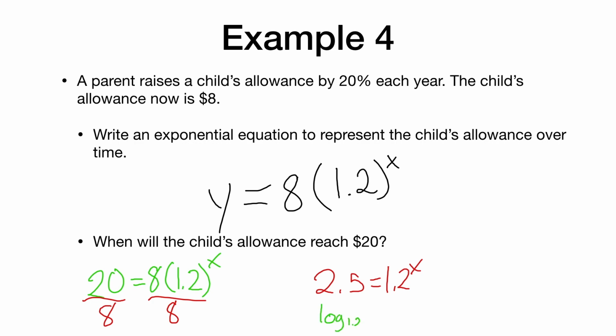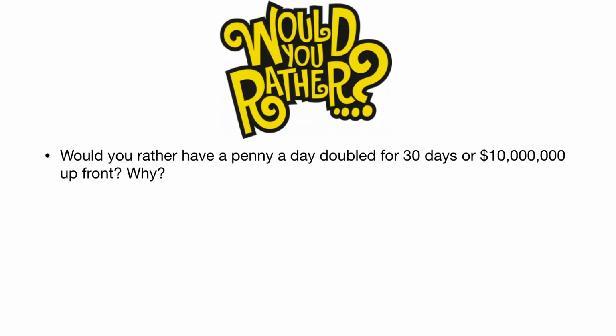log base 1.2 of 2.5. Or as I would put it in my calculator, I would end up saying log of 2.5 over log of 1.2. And we end up getting that he will get his increase in money in about 5.03. So about 5 years. He will be at $20.